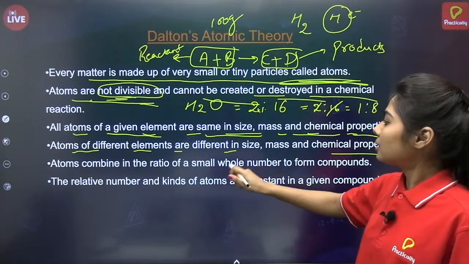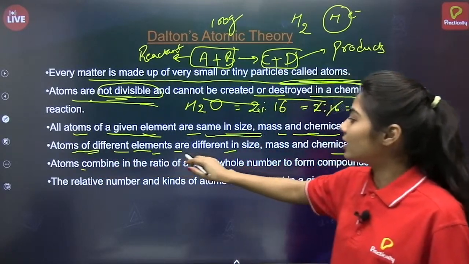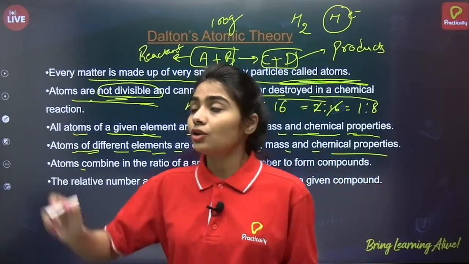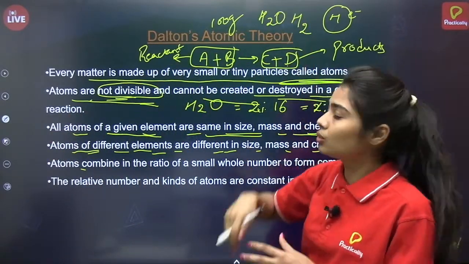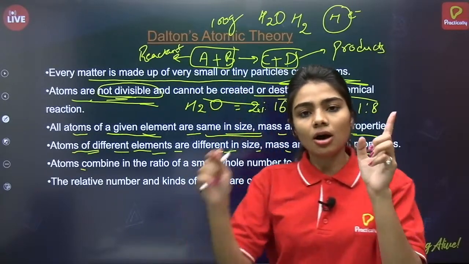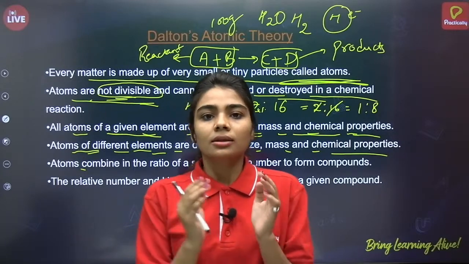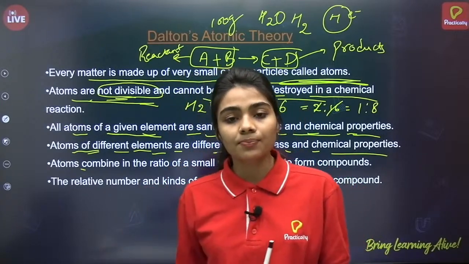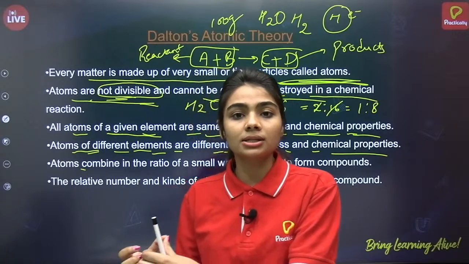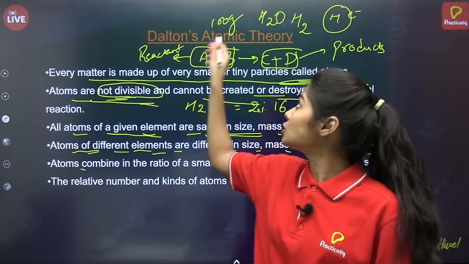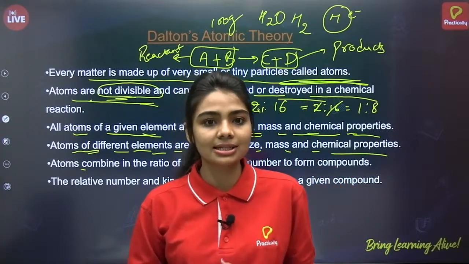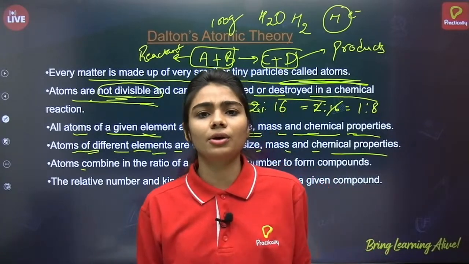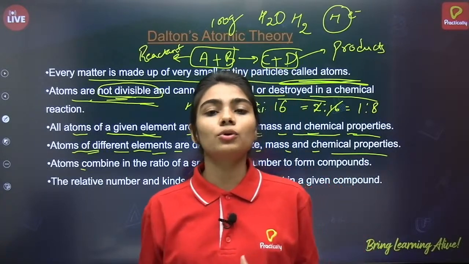Atoms of different elements are different in size, mass and chemical properties. Like in water, we have two elements, hydrogen and oxygen. The atomic number for hydrogen is 1 and for oxygen it is 8. So they will differ in size, in chemical properties, and in mass, as the mass of hydrogen is 1 and the mass of oxygen is 16. So if there are different atoms, they have different properties. If there are the same atoms, they will possess similar properties.